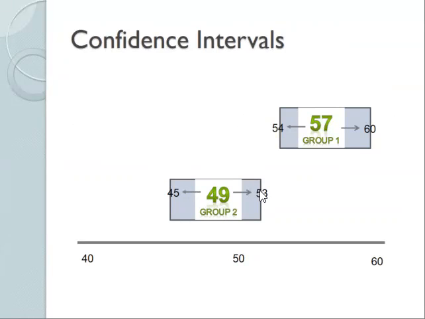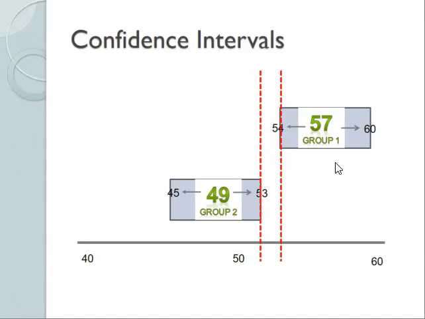So we are 95% sure that group 1's population mean is somewhere between 54 and 60. Likewise, we're 95% sure that group 2's population mean is somewhere between 45 and 53. So are these different? Would we find the same difference of group 1 being bigger in the population? The way we do this is we look at whether these confidence intervals overlap. These ones do not.